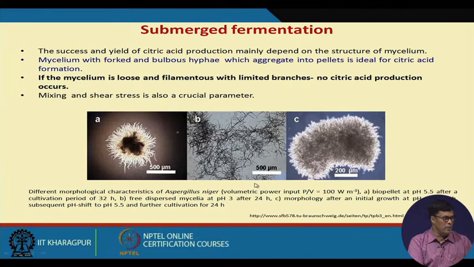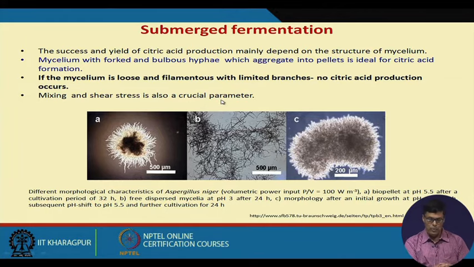Here there is an important aspect of the morphology of the cells: the success and yield of citric acid production mainly depends on the structure of the mycelia. Mycelia with forked and bulbous hyphae, which aggregate into pellets, are ideal for citric acid formation. If the mycelia are loose and filamentous with limited branching, no citric acid production takes place. So mixing and shear stress are also crucial parameters.